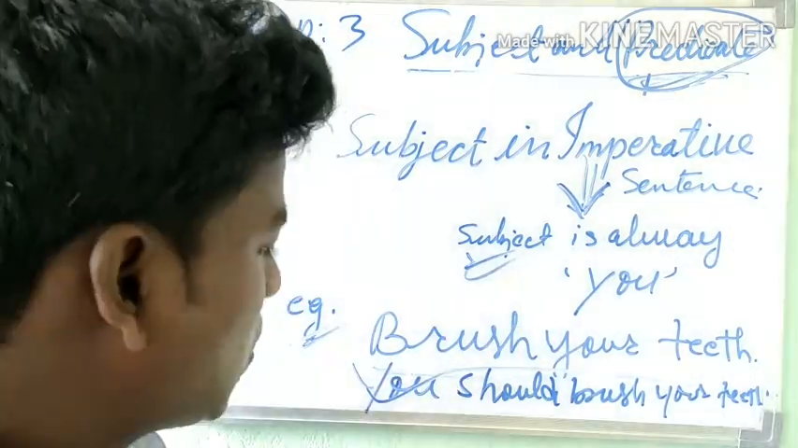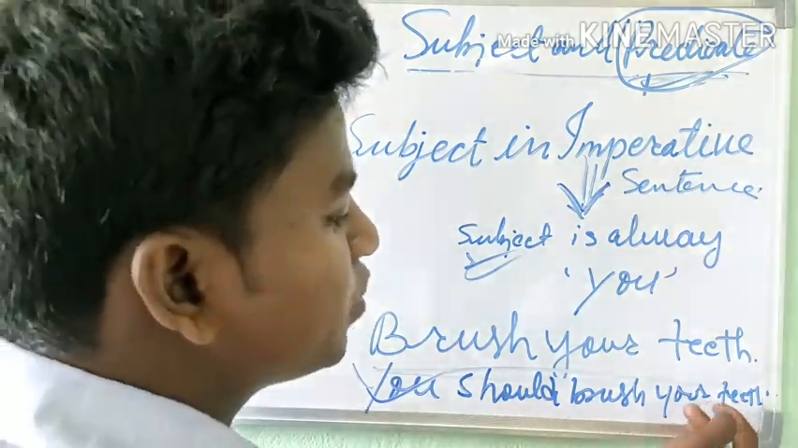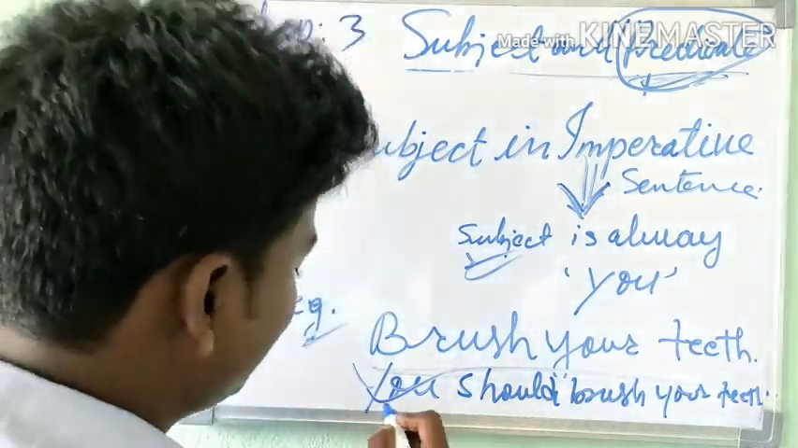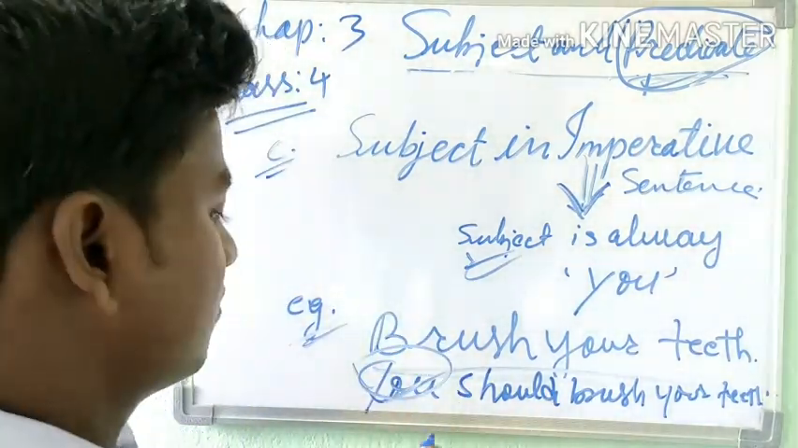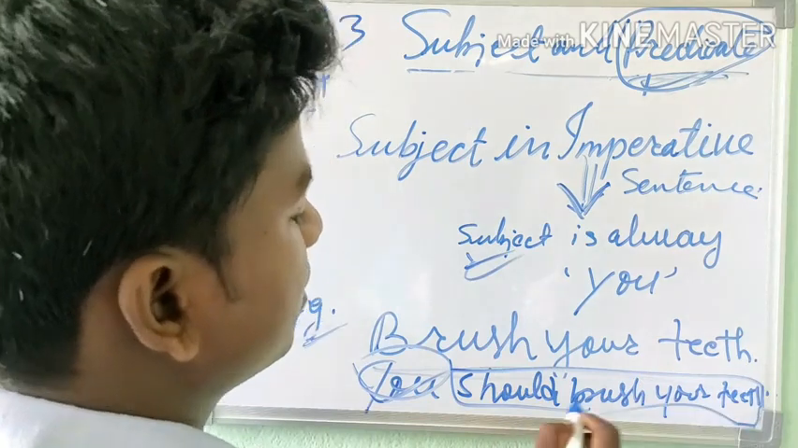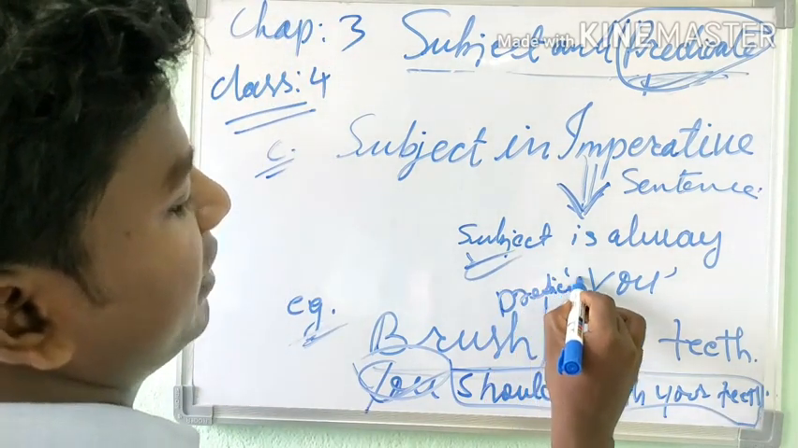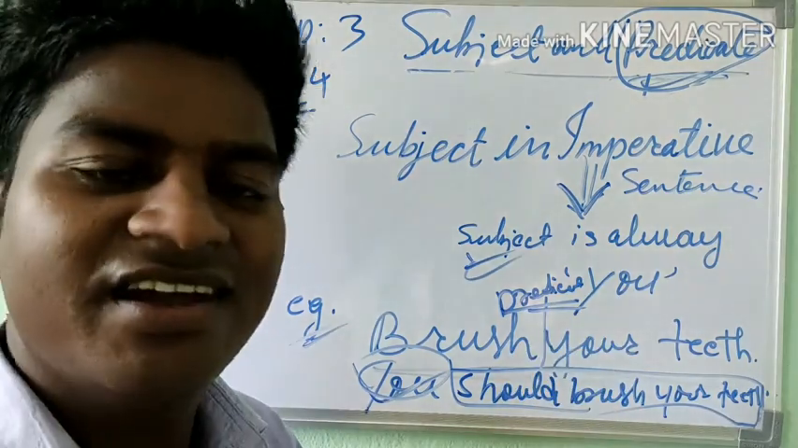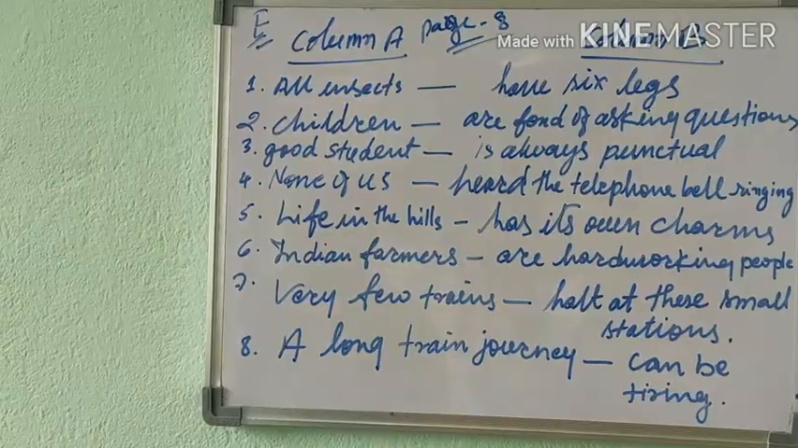Ask what the sentence is about. Who is going to brush the teeth? You. So the subject is you, and the rest of the part here is predicate. Clear? It's very, very simple.